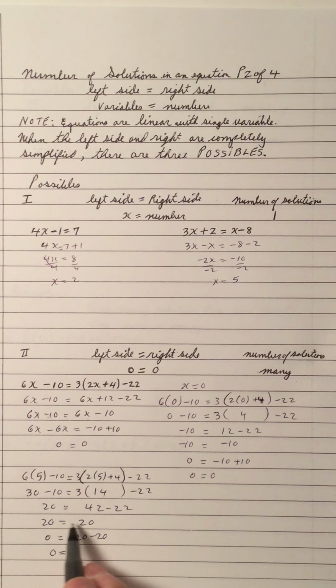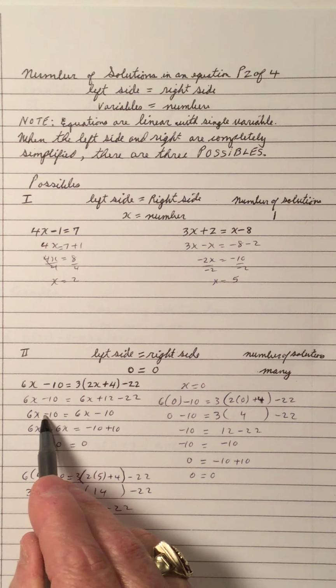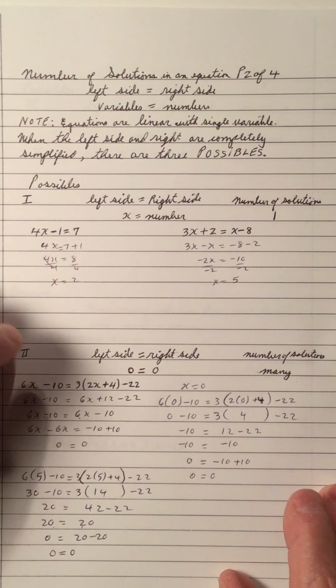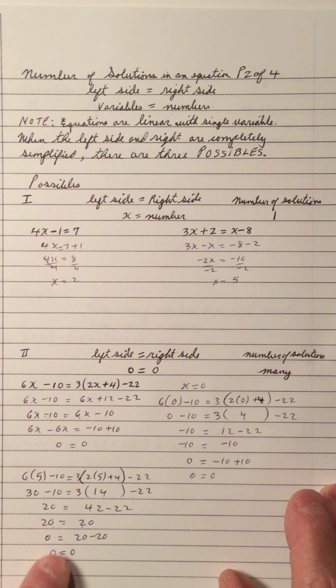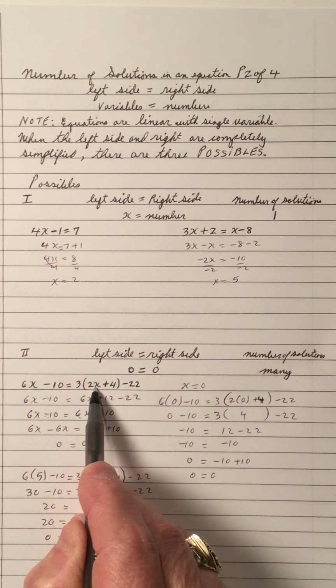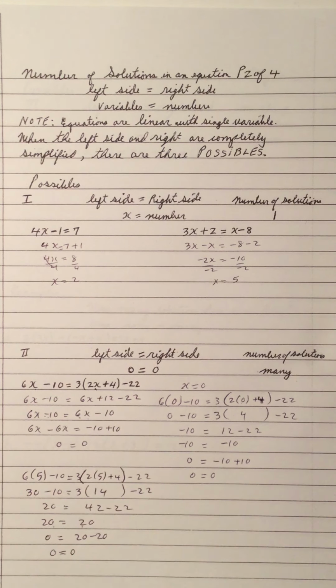Or if the two sides end up being the same number, same terms, like this, or like this, then you know you're going to get 0 equals 0. So you know you're going to have many solutions. So this equation right here, or any one that ends up with 0 equals 0 or both sides equal, you'll have many solutions. You can't write down 1 or 2 or negative 3 or 4. There are an infinite number of solutions. So no matter what number I put in the place of x in this equation, it'll always work out.